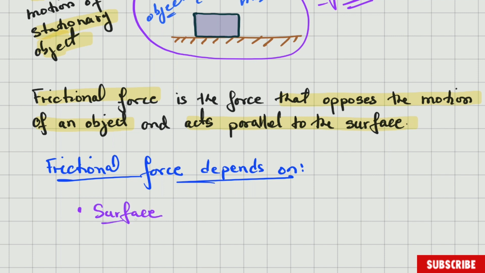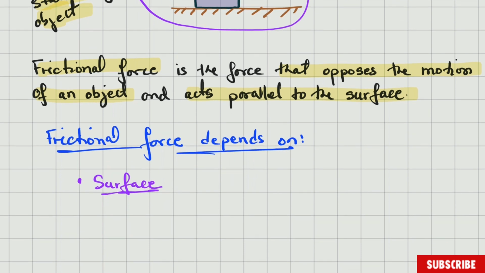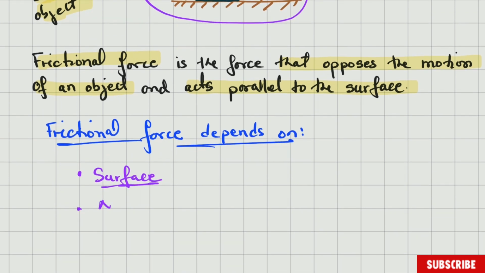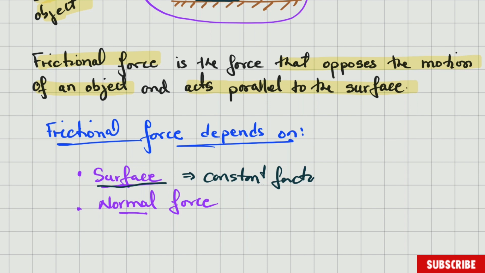The surface, the material with which the surface is made. And the second one is the normal force. Okay, it has the surface, which is one of the factors, and the other one is the normal force. Now, the surface itself will have something of a constant factor, called coefficient of friction.